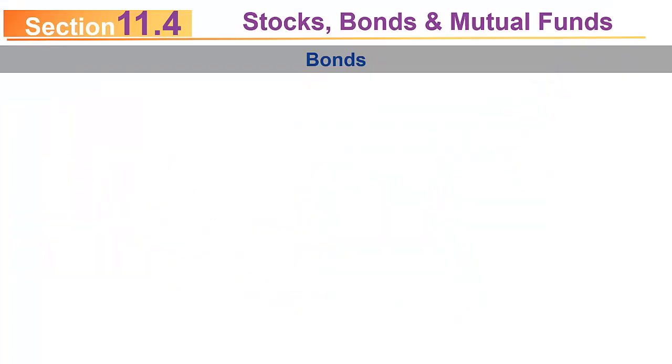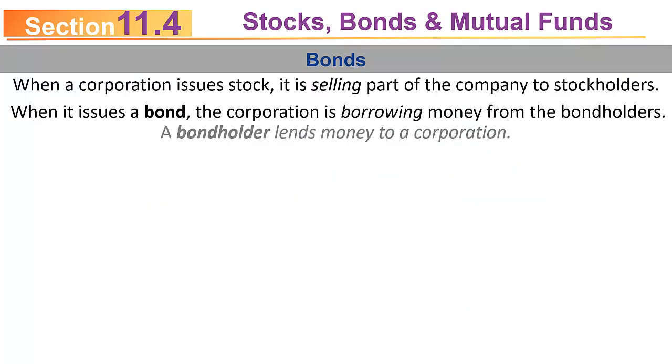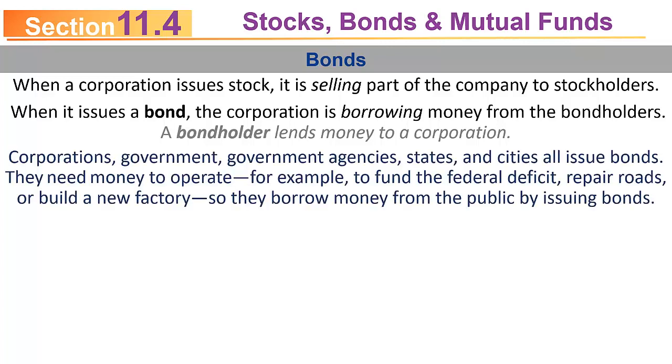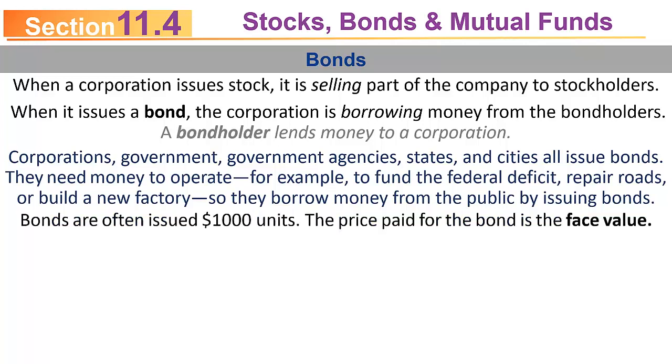Now let's talk a little about bonds. When a corporation issues stock, it is selling part of the company to stockholders. When it issues a bond, the corporation is actually borrowing money from the bondholders. A bondholder lends money to the company. Corporations, government agencies, states, and cities all issue bonds. They need money to operate, for example, to fund the federal deficit, to repair roads, to build a new factory. So they borrow money from the public by issuing bonds.